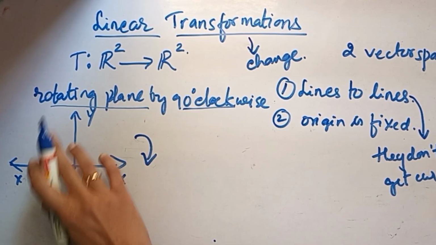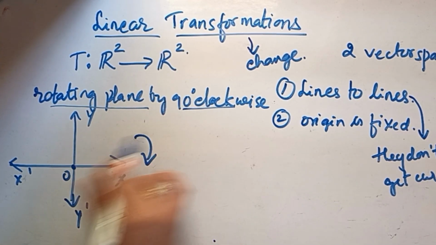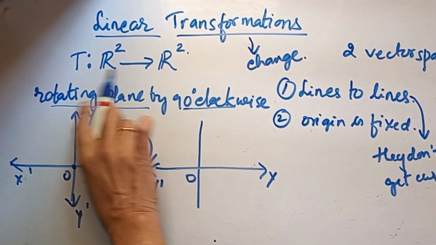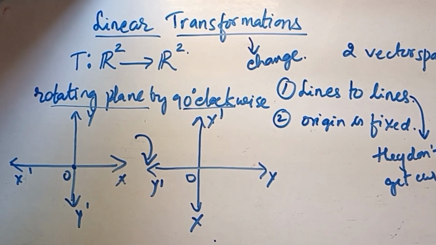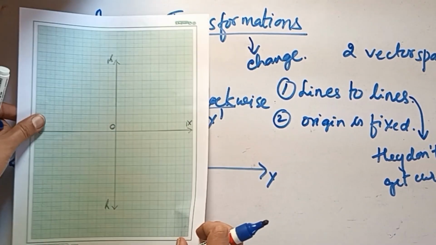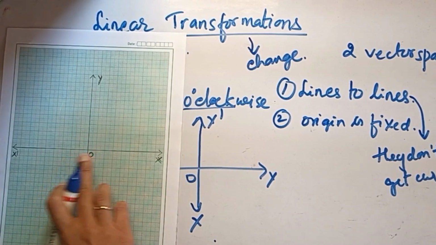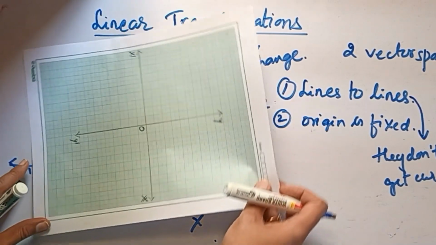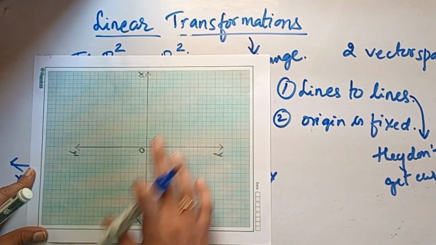After applying the transformation, what would be the new coordinate system? Here comes the y-axis, origin, y dash, it gets shifted by 90 degrees. Here comes the x-axis, origin, and x dash. Now I will illustrate that using this graph. Initially this is the plane and this is the standard coordinate system. Rotate this plane by 90 degrees clockwise. So you will have y dash and x dash in this direction.